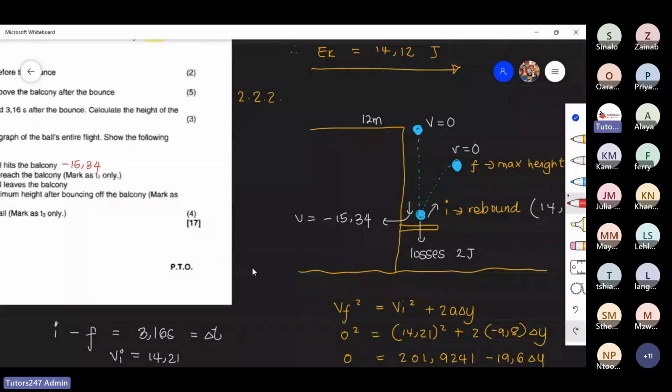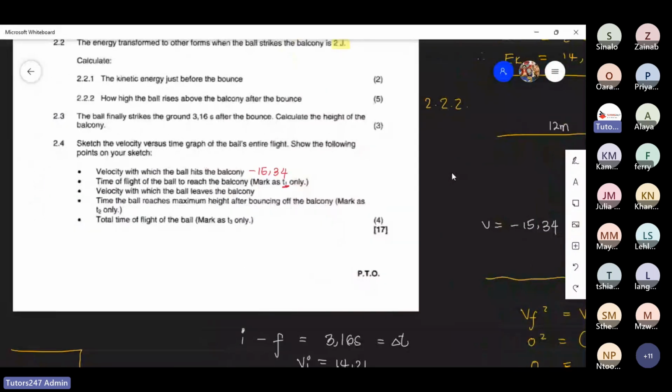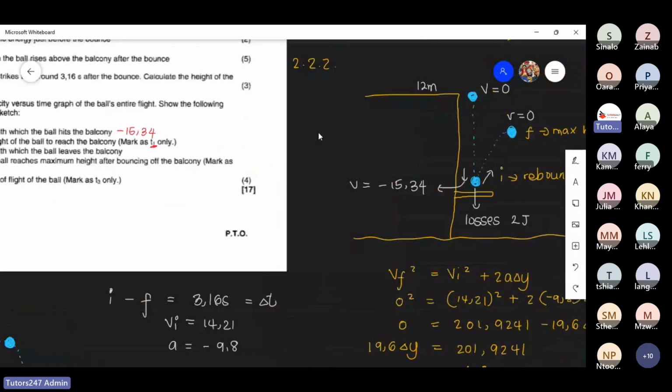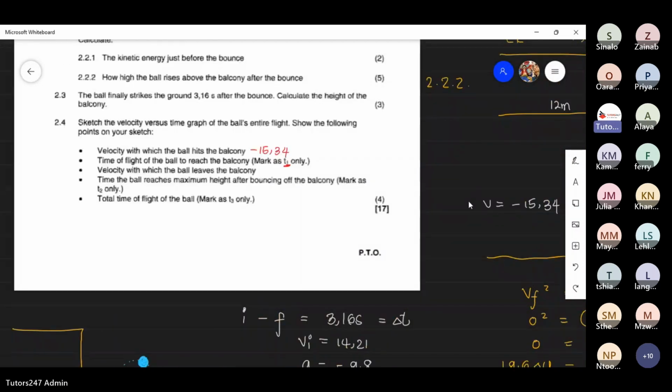Let's read bullet point 3. So bullet point 3 states the velocity with which the ball leaves the balcony. So we calculated the velocity with which it leaves the balcony as 14.21 meters per second. So let's make a note of that. Keep in mind it's positive now.